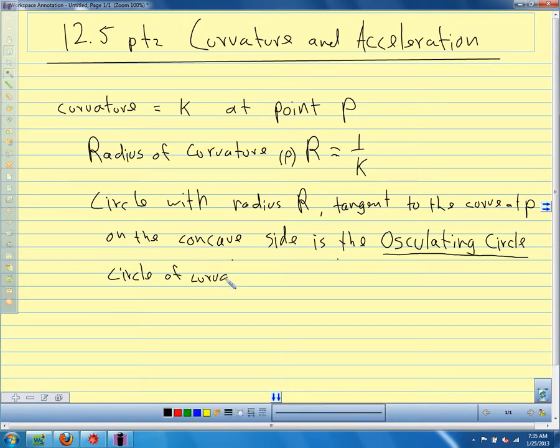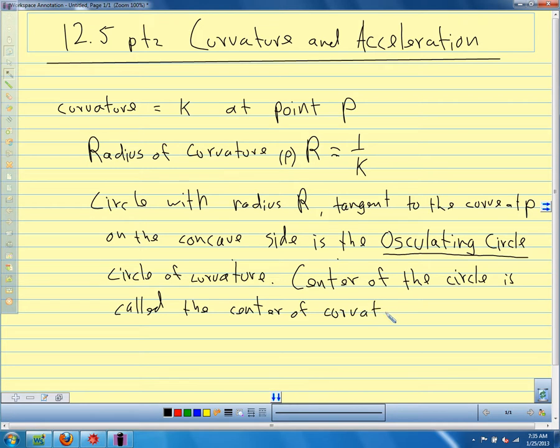So what we're doing is making the radius of the circle match the radius of curvature at a particular point on the curve, and the center of the circle is called the center of curvature. This is similar to a linear approximation where we use a line to approximate a curve. Here we have a circle that approximates our curve at the point P, because the curvatures are the same and the center of curvature is the same.